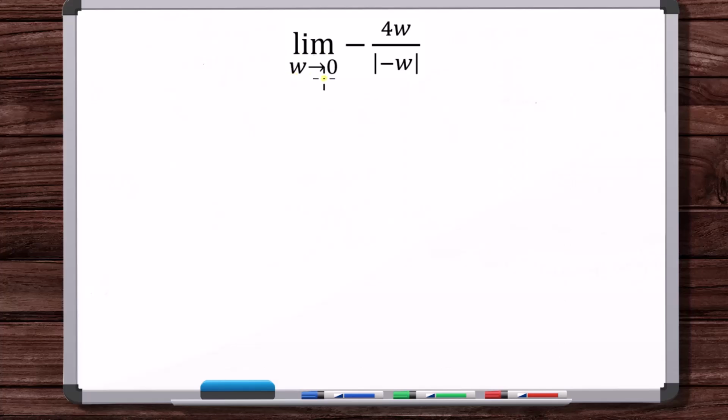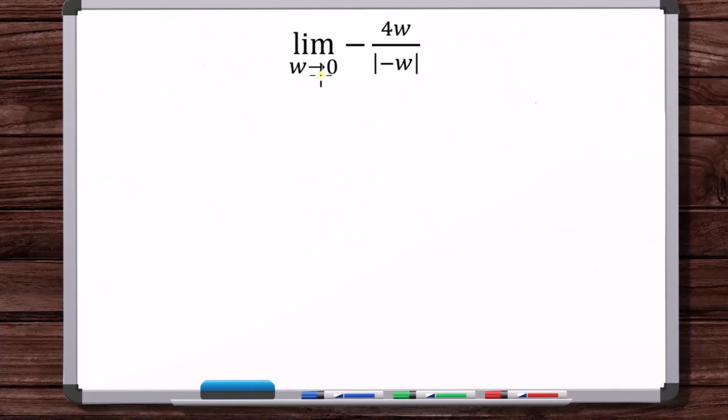Okay, the limit as w approaches 0 of minus 4w over the absolute value of minus w. For any problem in math, if you're ever dealing with an absolute value, the first thing you want to think about is, can I simplify that absolute value? Can I get rid of it? The way you get rid of it is because whatever the domain of inputs that you're considering, those inputs are such that the value of w is either always positive or always negative. In that case, you can simplify the absolute value.